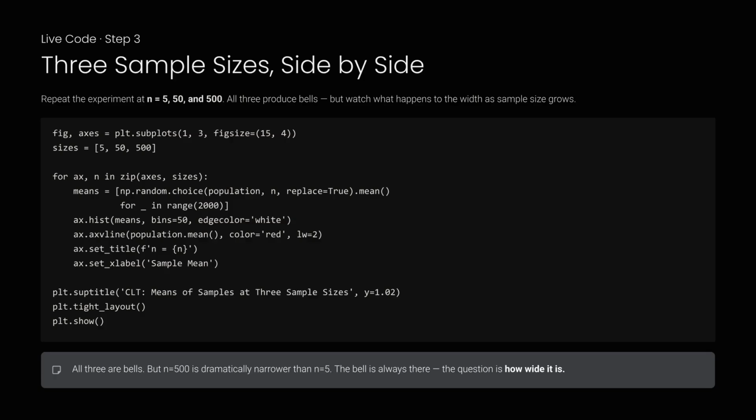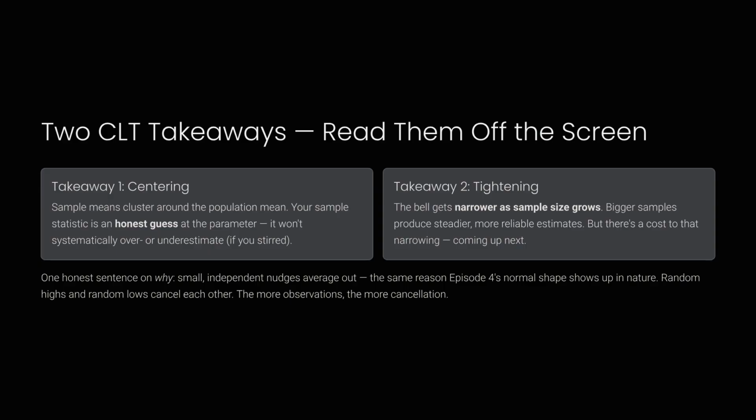When we repeat this at different sample sizes, we see that while all distributions form a bell, the width of that bell changes. A larger sample size, like 500, results in a much narrower, more precise bell. We have two key takeaways. The distribution centers around the population mean, and it tightens as sample size increases. Random variation cancels out, leading to more reliable estimates with more observations.